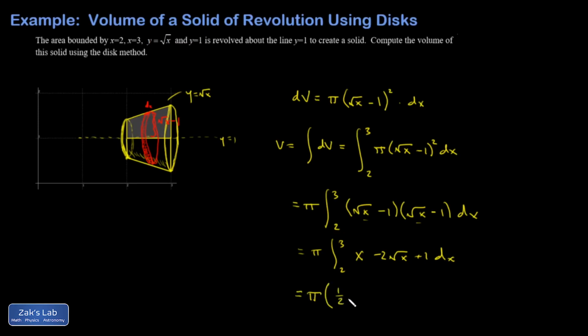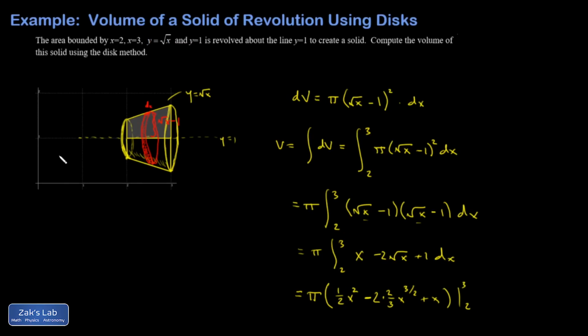So I have 1/2 x squared. When I differentiate that, I get x. So we're cool. This other one I'm viewing as an x to the 1/2. And when I add 1 to the exponent, I get x to the 3/2 divided by 3/2, which is the same as multiplying by 2/3. And the last one gives me just an x. And then I evaluate that from x equals 2 to x equals 3.